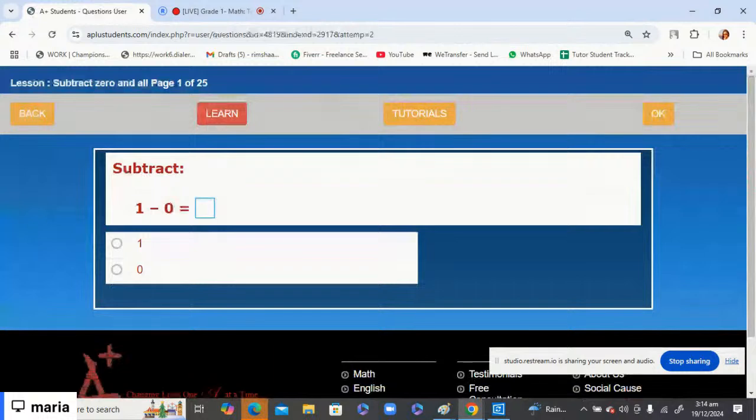So this is 1 minus 0. What is the answer? Everyone tell me in the chat what is the answer of 1 minus 0? Okay, what is the answer? Everyone tell me in the chat. I'm waiting.